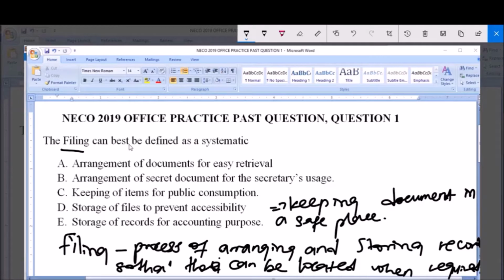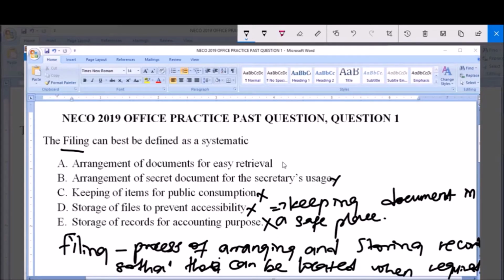Now the question says we should look for the option that best would define the word filing. Option A says arrangement of documents for easy retrieval. Option B says arrangement of secret documents for the secretary usage. No. Option C says keeping of items for public consumption. No. D says storage of files to prevent accessibility. No. The purpose of storing this file is for easy retrieval. And E says storage of records for accounting purpose. Not just for accounting purpose alone. The main aim is for easy retrieval.